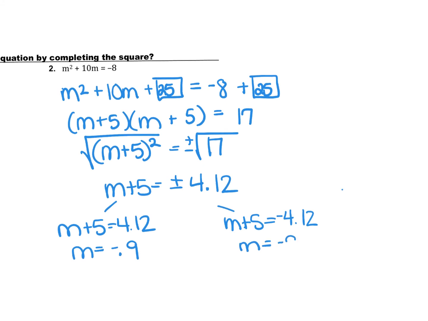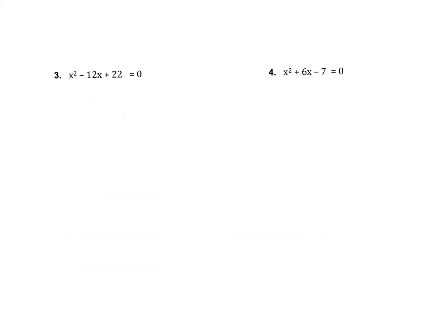And we'll have negative 9.12. All right, so notice how in this one I have x squared minus 12x plus 22 is equal to 0. And we want to solve this by completing the square. So let's go ahead and subtract the 22 on both sides. And so now I've got x squared minus 12x is equal to negative 22.